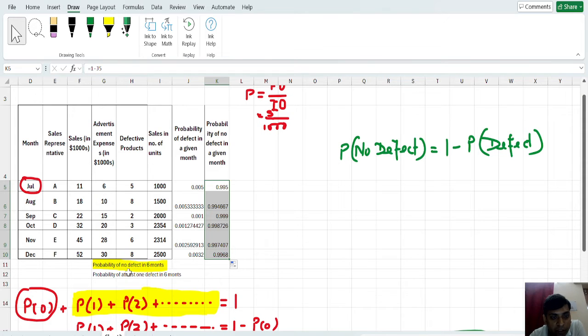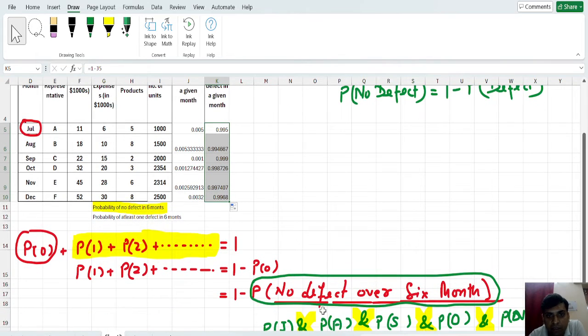Now in that way we can find probability of defect in all these 6 months individually. But you need probability of no defect in 6 months. So in 6 months, probability of defect is Pj into Pa into Ps. This means probability of defect in July, August, September, and so on. So to find probability of no defect over 6 months, we will multiply all these probabilities.